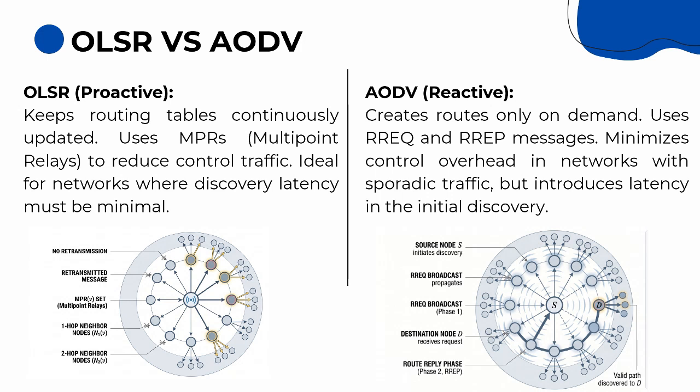On the other hand, we have AODV, which is a reactive protocol. It does not maintain constant tables. It only discovers a route when there is a real need to send data. In our analysis, we highlight that this choice defines the network delay. OLSR delivers the packet faster initially, while AODV saves bandwidth by not sending unnecessary updates.